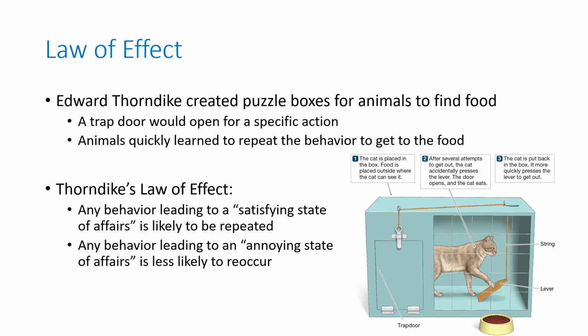Operant conditioning, or the predecessor to this, was demonstrated by Edward Thorndike. He was creating puzzle boxes, usually for cats, and they would need to do certain actions that would allow them to escape out of the box and get a food reward. From this, he developed what he called the law of effect, which was basically that any behavior that led to a satisfying state of affairs is likely to be repeated, whereas any behavior leading to an annoying state of affairs is less likely to be repeated.